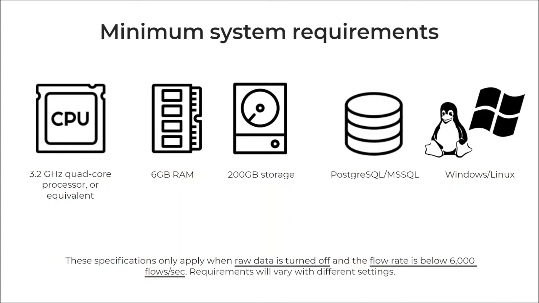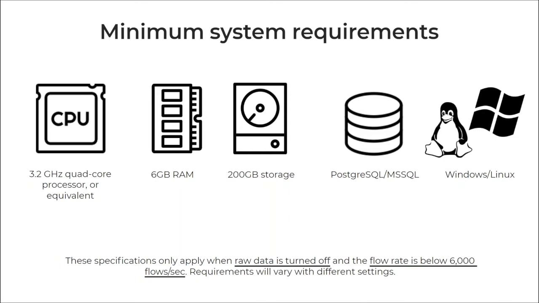Just to let you know, these specifications are applicable only when the raw data is turned off. In our product, we have two types of data. Anything that is coming in, like any flow coming in, we call the raw data. And if we process it and show you the top entries, that's what we call aggregated.